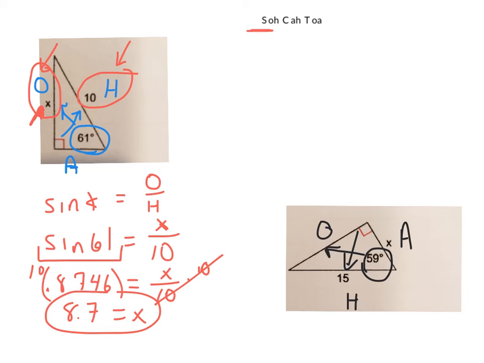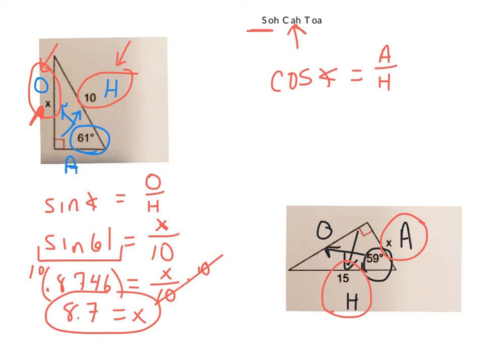We need to take a look and see what trig function makes sense. We have the 15, which was our hypotenuse, and x, which is our adjacent. So we need the trig function that uses A and H. That's the one we want. So again, start with the definition of cosine. Cosine of an angle is the adjacent over the hypotenuse. Then we plug in our values.